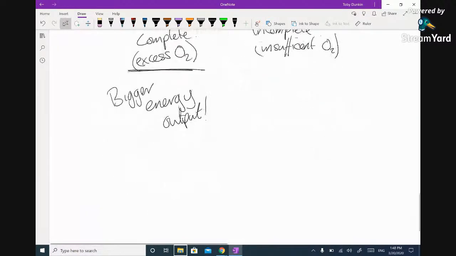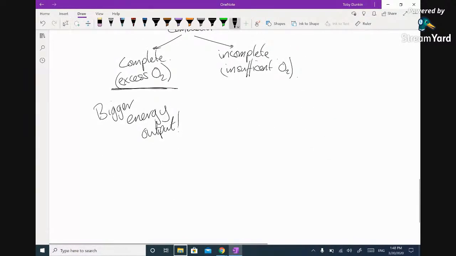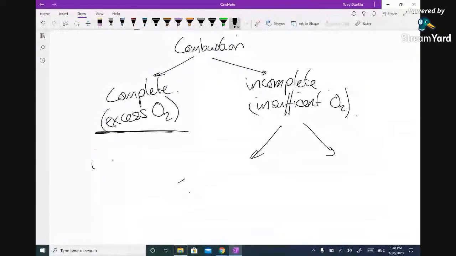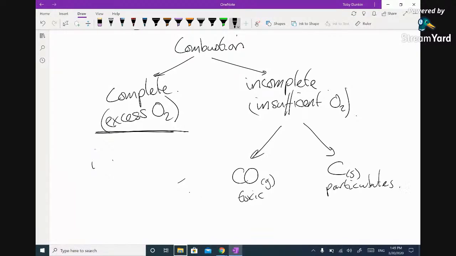Now, these 2 families, I'm going to move that. Don't really want it there. These 2, one of them is divided into 2 additional groups, and that's incomplete. Incomplete is subdivided into incomplete producing carbon monoxide gas, which we remember as being toxic, and carbon solid, which are particulates, which cause global dimming.